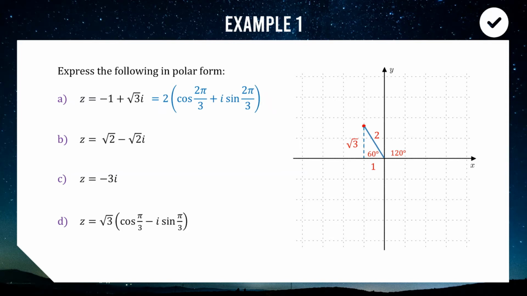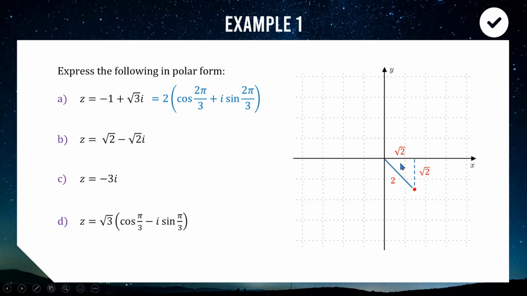Okay, let's do the next one. So we've got root 2 minus 2i. So if we draw a picture once again, we're going to go root 2 across and then root 2 down, and here is our complex number. Okay, now we have a picture. Let's do some Pythagoras and figure out the distance from the center. So if we square these two, we get 2. If we add them together, we get 4. And if we square root it, we once again get 2. So just like in question A, our modulus is a unit length of 2.